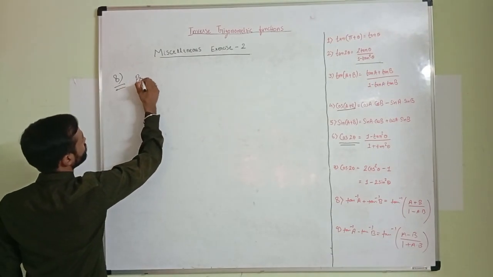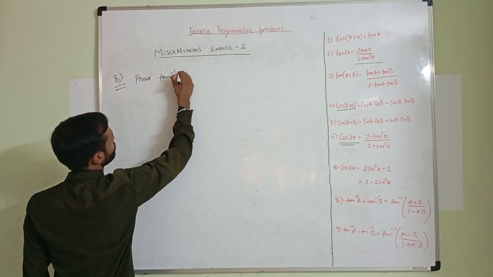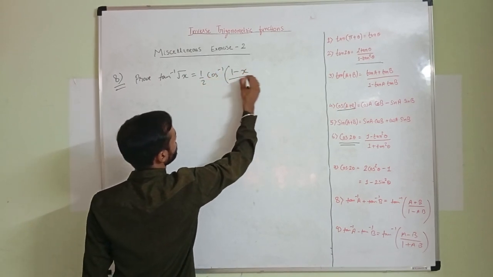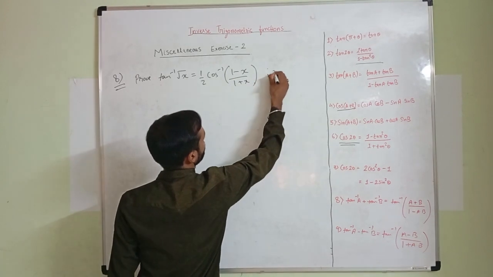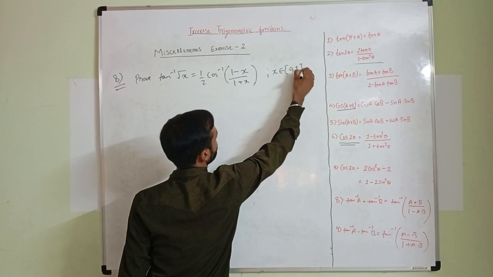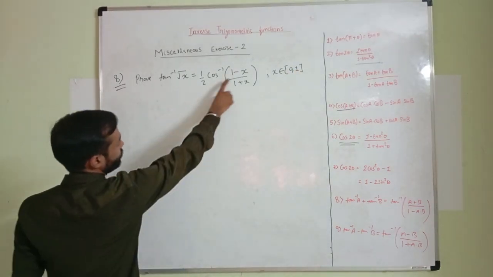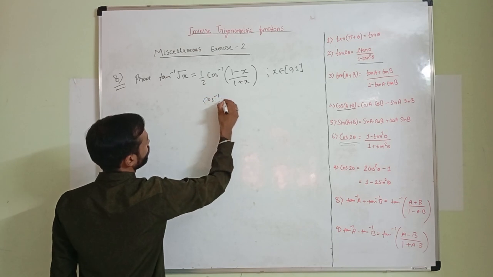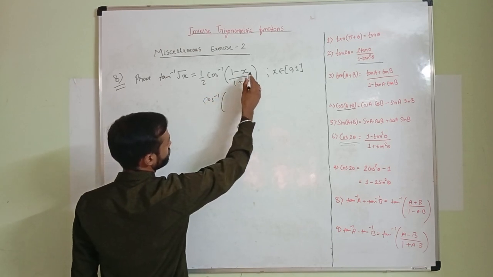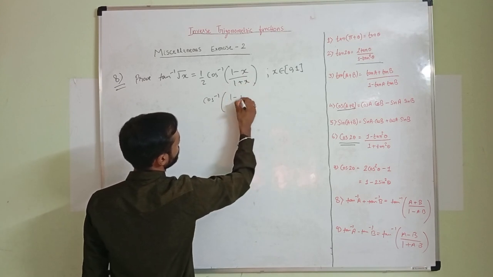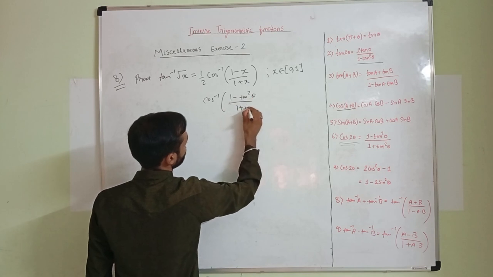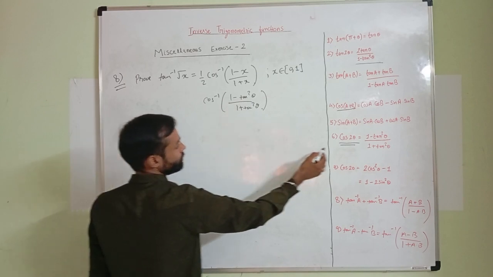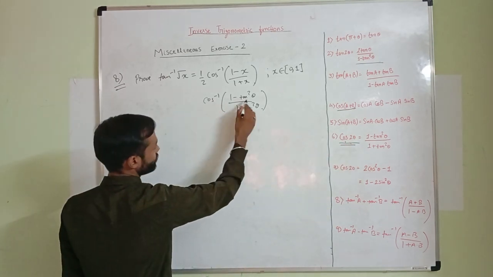We have to prove here that tan inverse of root x is equal to 1 half of cos inverse of (1 minus x) upon (1 plus x), where x belongs to 0 to 1. So here cos inverse of (1 minus x) upon (1 plus x) is given. It is somewhere near this form: cos inverse of, suppose in place of x I am writing tan square theta. So this will be (1 minus tan square theta) upon (1 plus tan square theta), which will be our cos 2 theta. So ultimately we will get cos inverse of cos 2 theta.